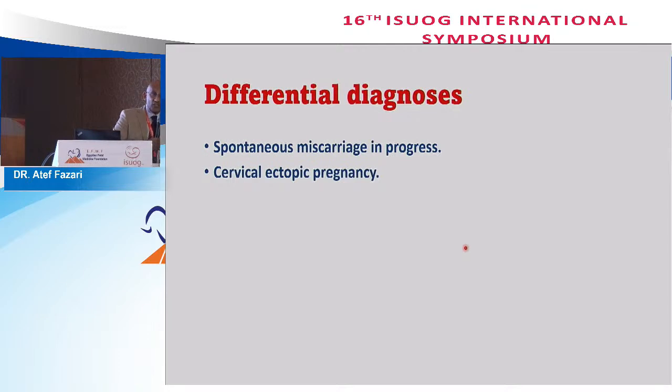In a cervical ectopic pregnancy, the sac will be down, the uterus will be completely empty, and the sac is below the internal os. But in a scar ectopic pregnancy, or cesarean scar ectopic pregnancy, the sac is above the internal os. This is very important, in addition to the sliding sign, which is not present in scar ectopic pregnancy.